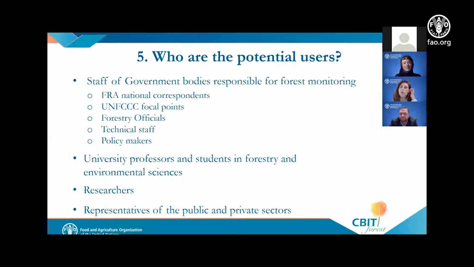So who are the potential users? The tool can be used by anyone who is involved in national forest monitoring, and more specifically can be used by government bodies responsible for forest monitoring, educational and research institutions, the public and private sectors, and members of civil society and other relevant stakeholders and partners.